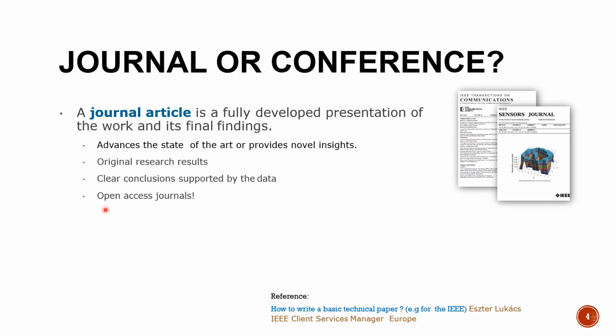And then it should be clear. It should have clear conclusions supported by the data. The conclusion should be clear. There should be some outcome out of your work, and this outcome should be supported by data, simulation, theory. It should be supported. Nowadays we have different types of journals.